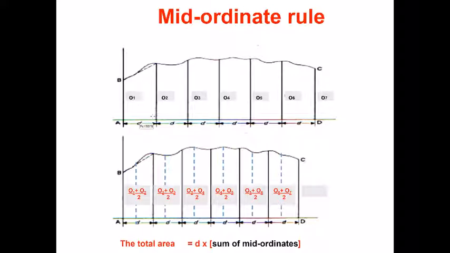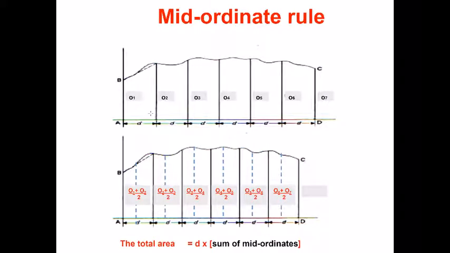Because in the mid ordinate rule, usually what happens is that once you select d, we take the value of this ordinate, which is known, and this ordinate, which is known, and we divide the sum by 2, and that is taken as the average mid ordinate. Then that is multiplied by the distance, so that you get the area of one strip, and similarly the areas of other strips are calculated. Since you are taking an approximation, the smaller the value of d, that means the number of strips would increase, but the accuracy would increase as well. So this d is selected by yourself.